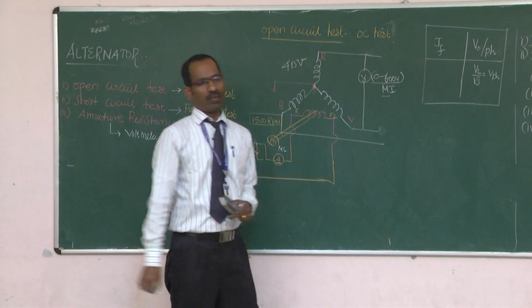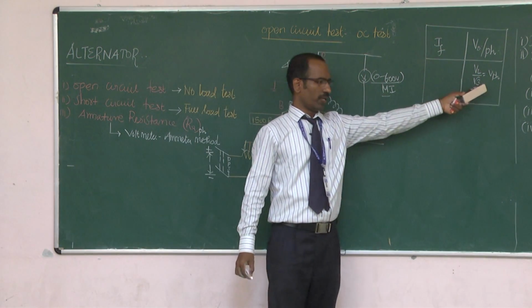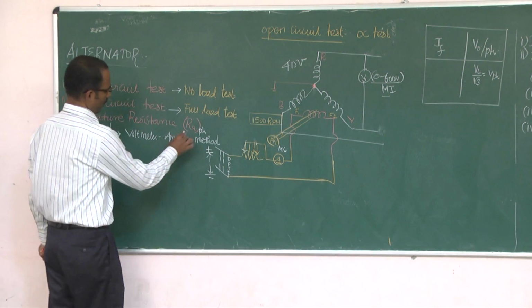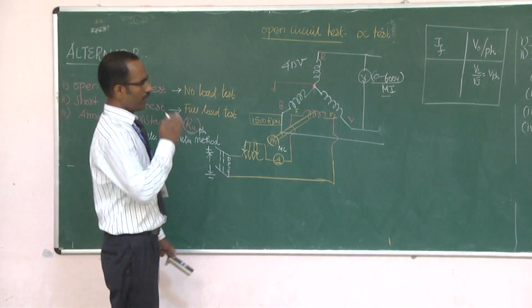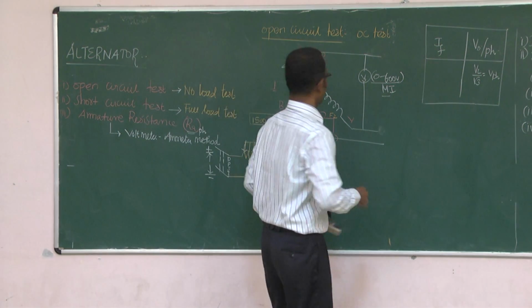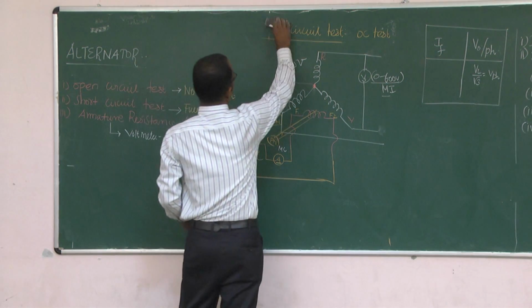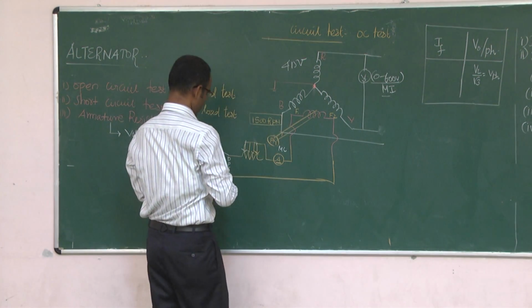Why are we converting it into a phase quantity? The resistance measured in the voltmeter method is the per phase resistance. So we are going to calculate the voltage regulation using per phase values. That is the first test, the open circuit test. Then we are going to conduct the short circuit test.